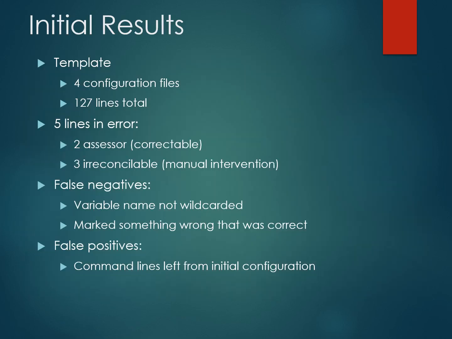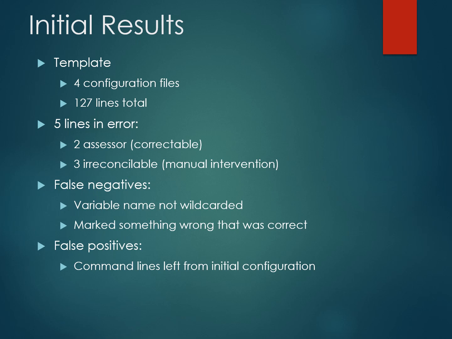So these were the initial results. In this example, the template solutions consisted of 4 configuration files. There were 127 lines to be assessed in total. We found there were 5 lines in error. 2 were down to human error due to the assessor, and they could be immediately corrected. But 3 further errors required manual intervention.